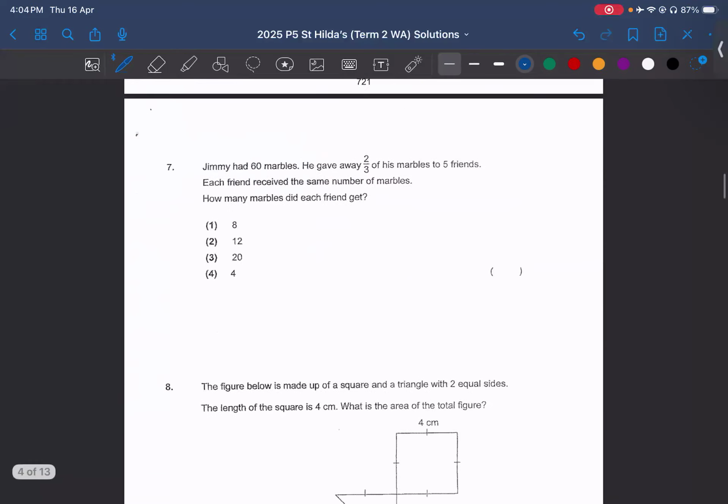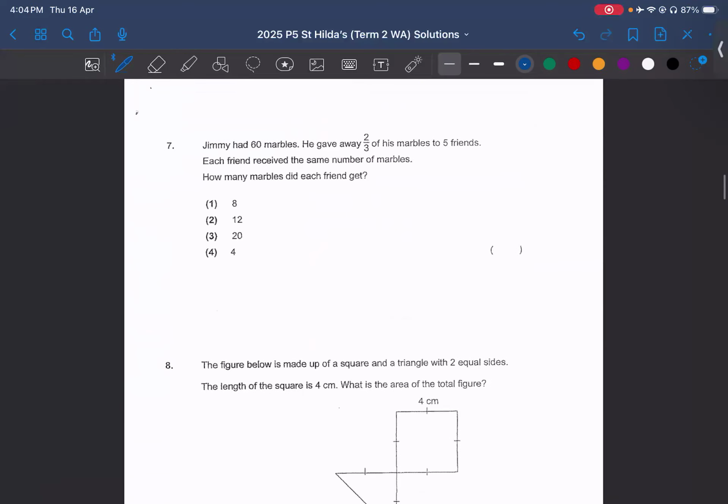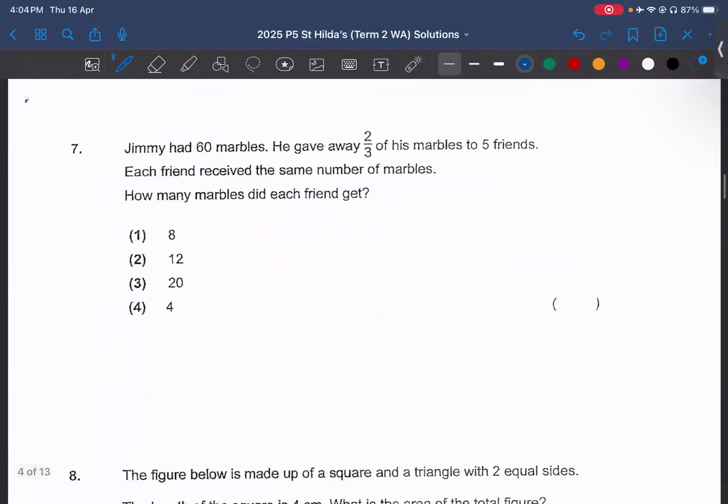Okay, now I'll move on to question 7. So Jimmy had 60 marbles. He gave away 2/3 of his marbles to 5 friends. Each friend received the same number of marbles. How many marbles did each friend get?